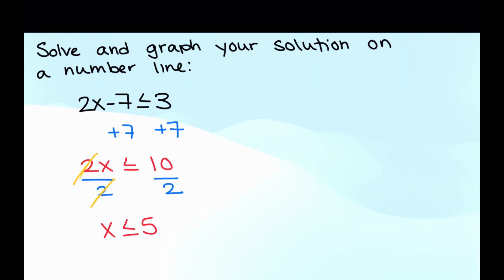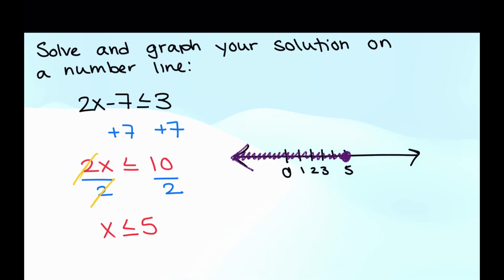All right, finally, we need to graph this solution on the number line. So I'm going to create a number line with the number 5, less than or equal to. The or equal means I need that closed circle, less than, shade to the left. So my answer is any number that is smaller than 5, including 5 as well.